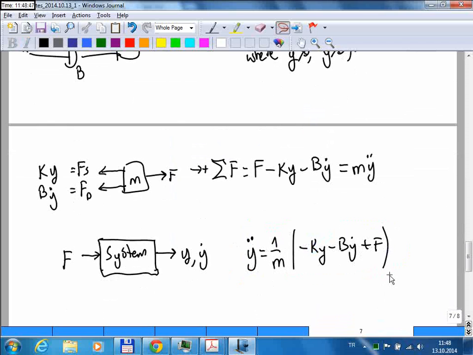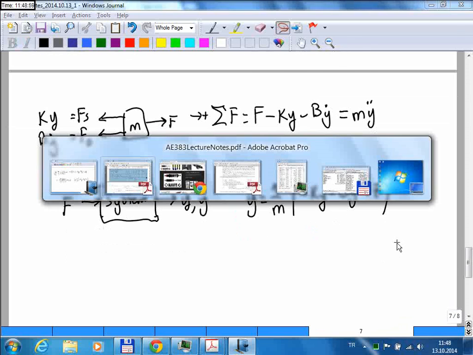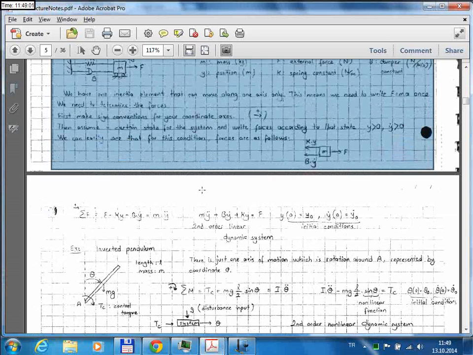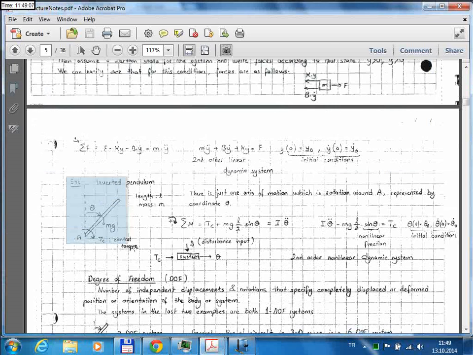And also, this is a time invariant system, as long as these are constant numbers again. So we have a linear, dynamic, and time invariant system. Okay, so let me move on to our next example. This is the inverted pendulum.